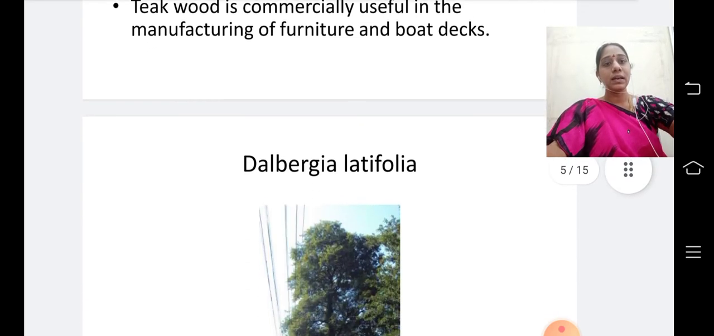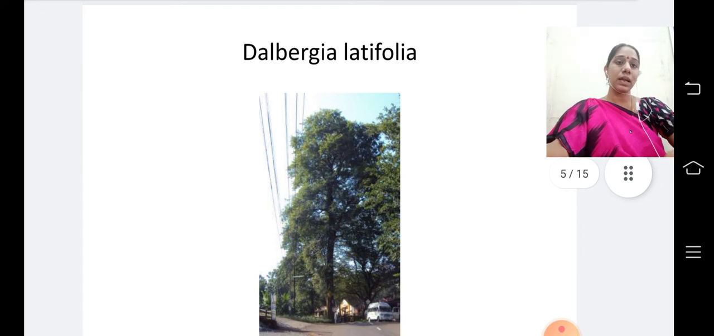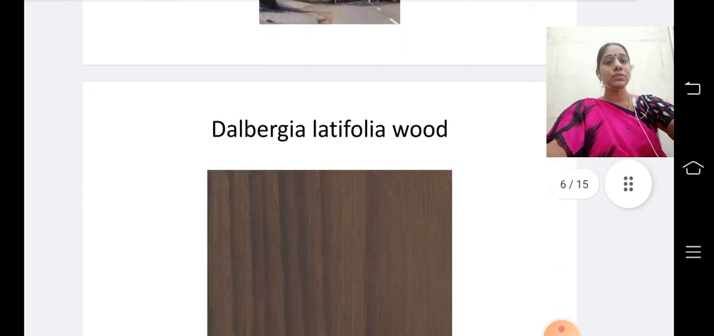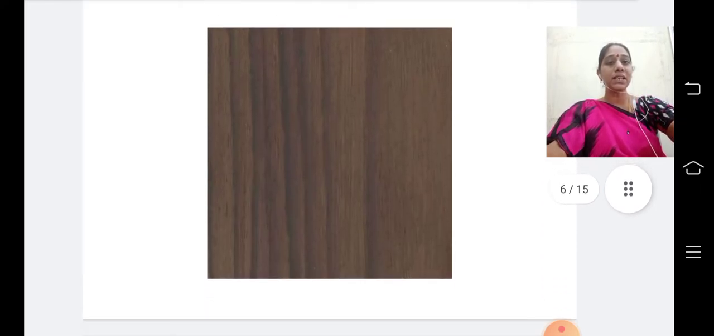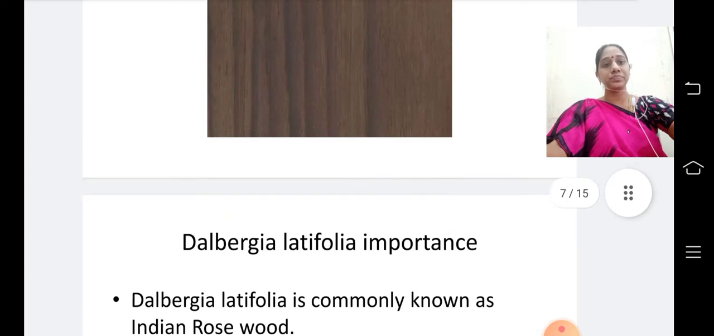Coming to the next plant, Dalbergia latifolia. This plant is also a very important timber yielding plant. You can see the wood of Dalbergia latifolia. So how is the texture of the wood? It is very commercially important wood.